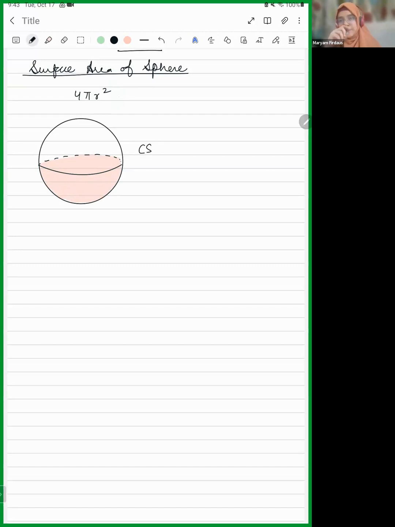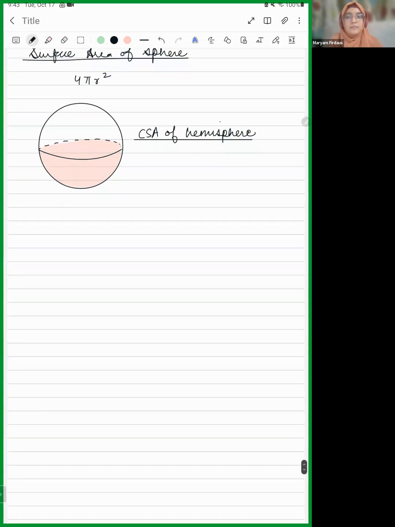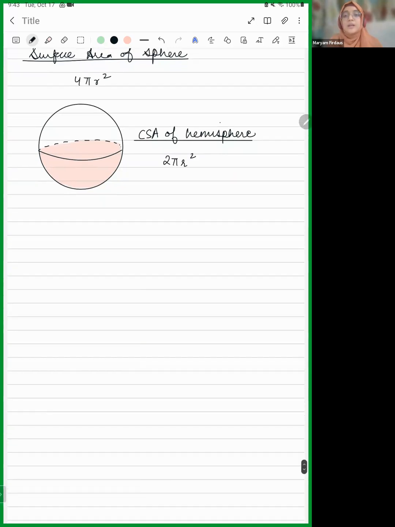Did you guys study hemisphere in the previous class or not? Ma'am, I wasn't there, so I don't know. Okay, apart from Avni. Abdul Jabbar, you were there, na? What is the curved surface area of a hemisphere? It's okay, even if you're not able to tell the right thing, just say something. Ma'am, 2 pi r square. Exactly, 2 pi r square. So don't stay quiet when the teacher is asking, okay? 2 pi r square is the curved surface area.